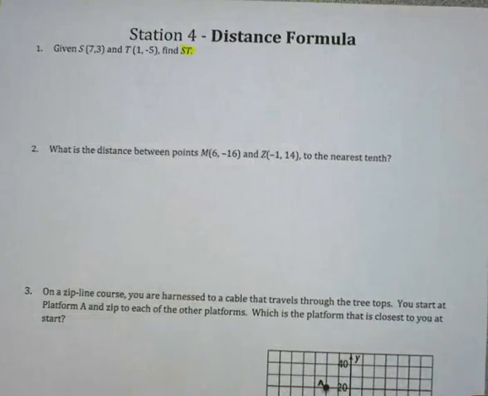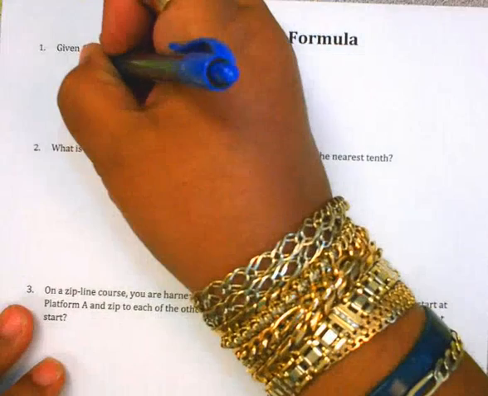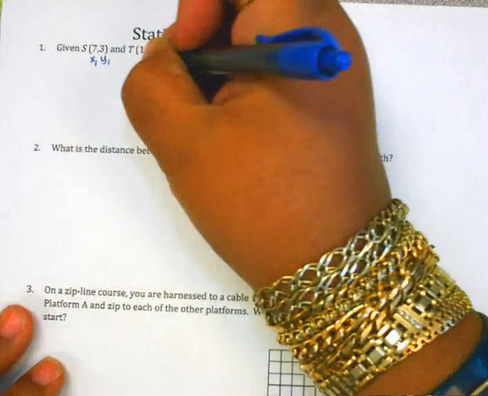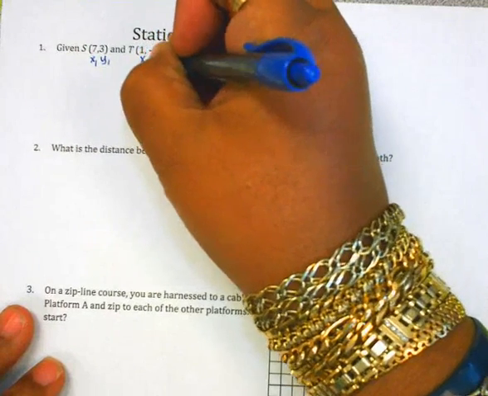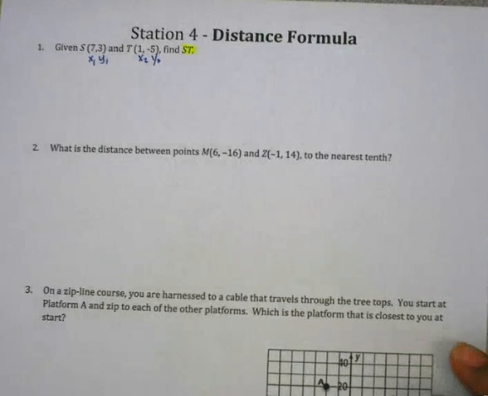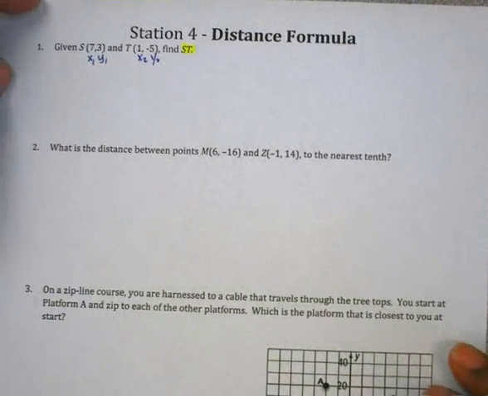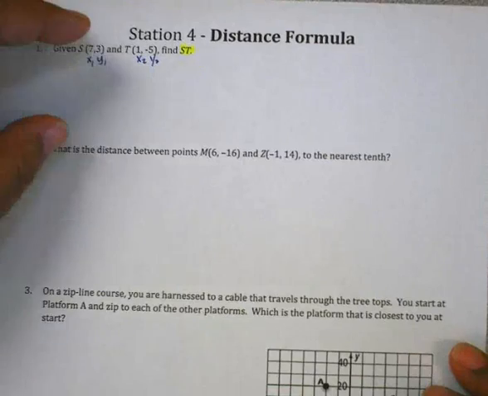Okay, so the first thing that we should do is label our points. We always use x1, y1, x2, y2, and you can put that on the top or the bottom. I put it on the bottom because there's not enough space. And we're trying to find the measure or the length of ST, so we need the distance formula.